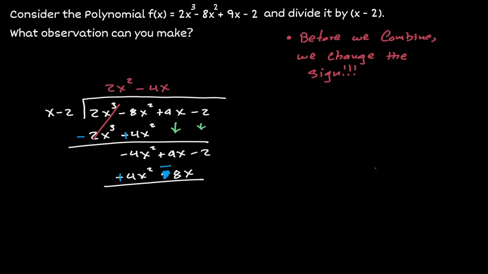Notice that the 4x squares are going to cancel out. And now when we combine like terms, 9x minus 8x, that will be just x. And the value of negative 2, we have not done anything to it, so let's bring it down. So let's repeat the same process.